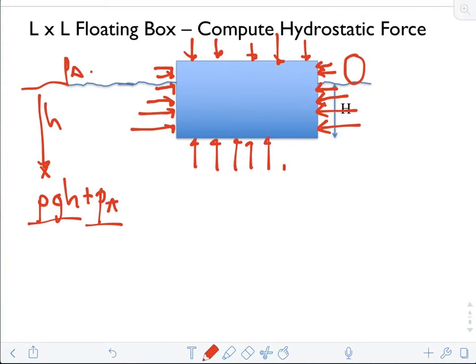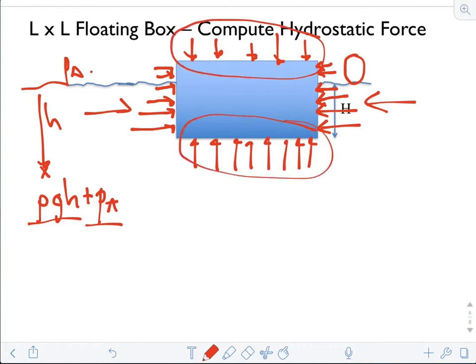Now by symmetry, we can argue that the net force due to pressure from the left and the right of the box, from this side, is equal and opposite to this side. So there's no acceleration of the box in the horizontal, which intuition should tell us is the case. So we're left with a force balance in the vertical. We have pushing down this set of pressures and pushing up this set of pressures.